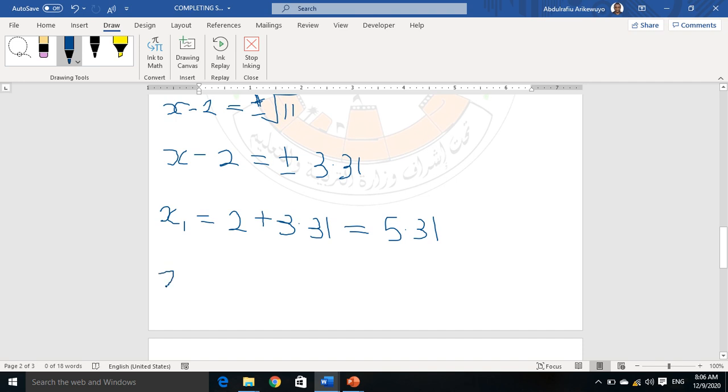As for my x2, I know you can guess now. I will find x2 is equal to, I still have my 2 on the other side, so I have 2. Then, instead of plus, I'll have minus this time. Minus 3.31, and that will give me what? What is 2 minus 3.31? That will give me minus 1.31. And that is how to find the roots of this equation, which is the x1 and the x2. I hope you enjoy it.